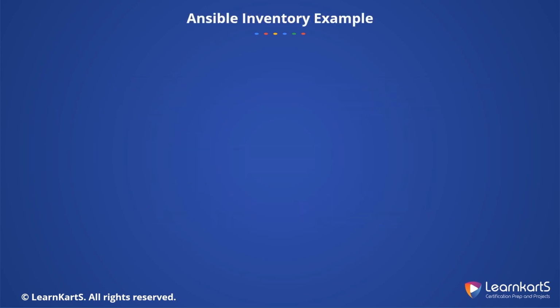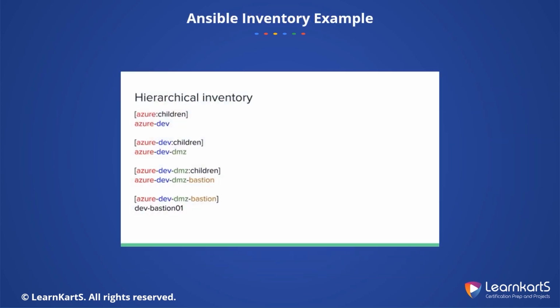Now let's talk about an example, how exactly the Ansible inventory looks. In this case, as you can see, we have certain groups. For example, we have Azure Children and Azure Dev. Azure Children is a group which is holding Azure Dev, and Azure Dev is holding Azure Dev DMZ, and Azure Dev DMZ has the Bastion, and Bastion has the actual servers.